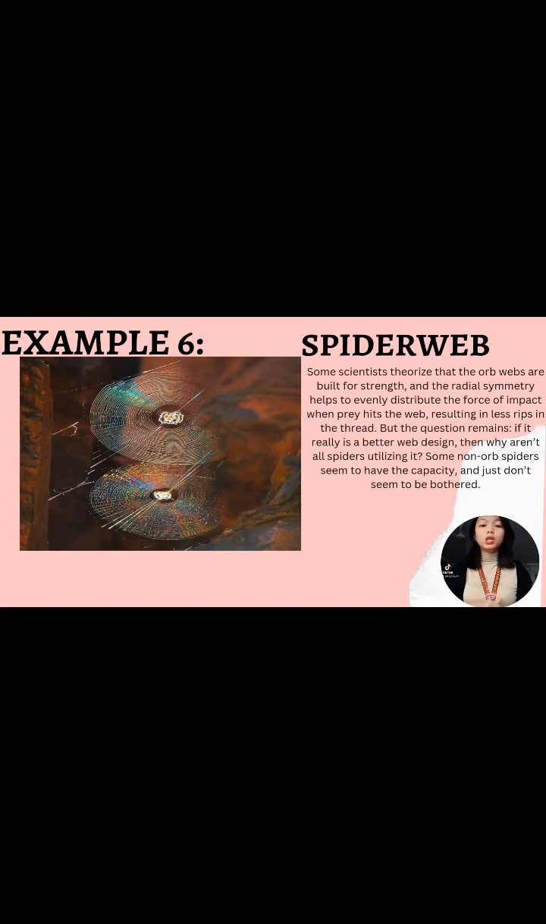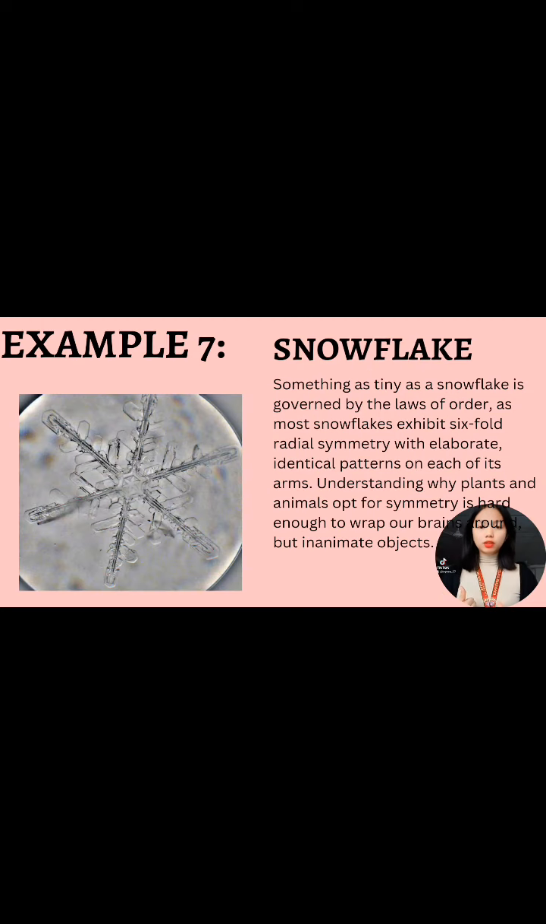Example number 6: spiderweb. Spiderwebs are built for strength, and their radial symmetry helps to evenly distribute the force of impact when prey hits the web, resulting in less rip in the strands. Example number 7: snowflake. Snowflakes exhibit six-fold radial symmetry, with elaborate identical patterns on each of its arms.